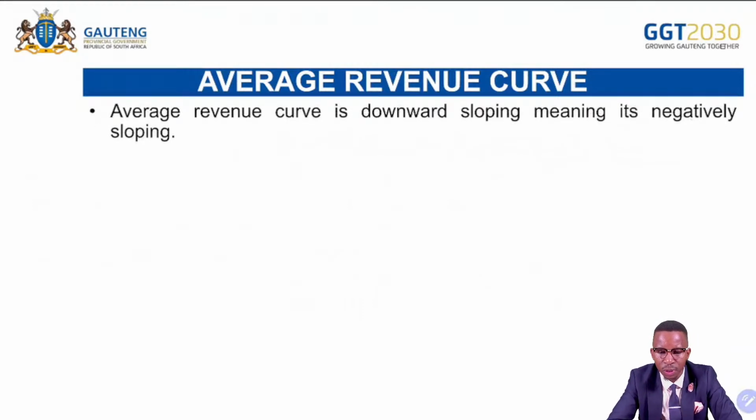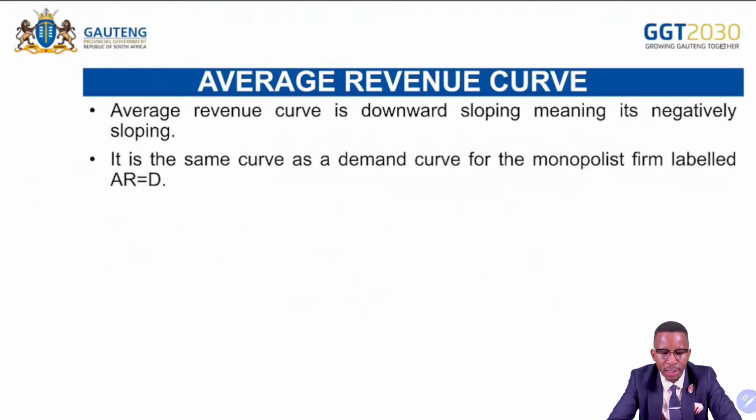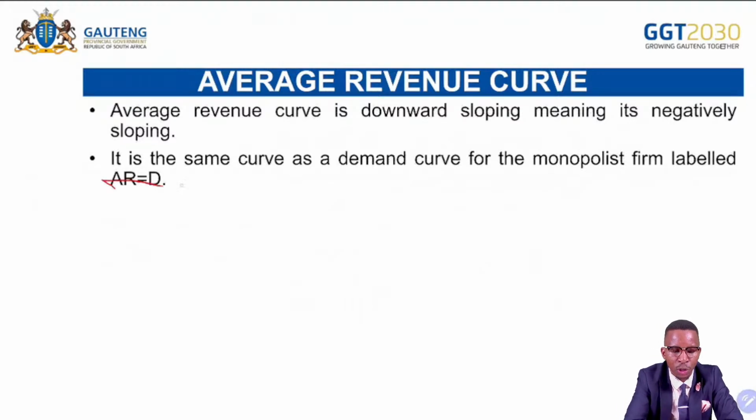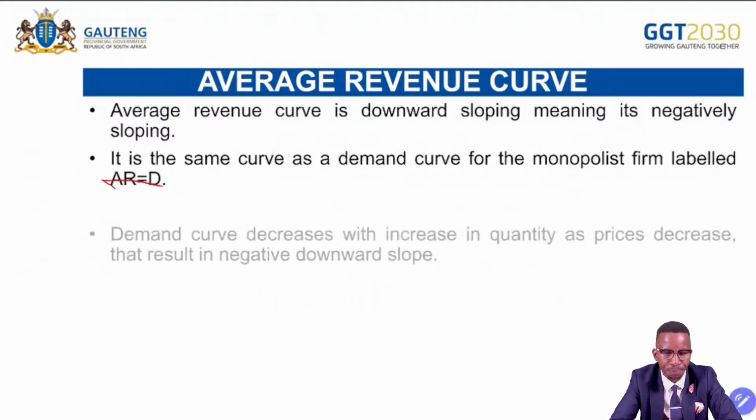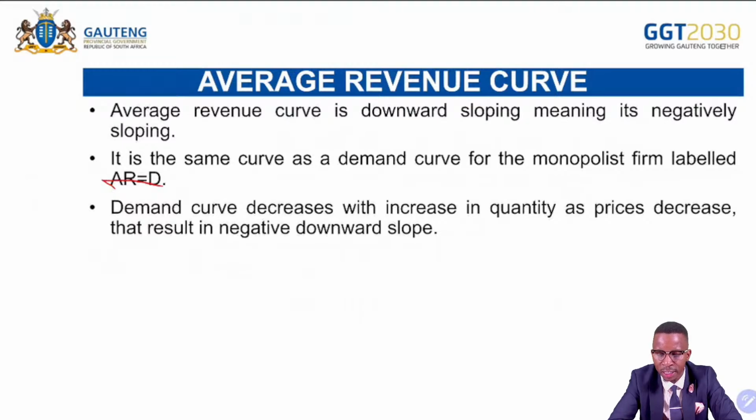So average revenue is downward sloping, meaning it is negatively sloping, the same as the demand curve that you are familiar with. Under the monopoly, average revenue or AR is downward sloping, starting from the top left of your vertical axis to the bottom right. It is the same curve as the demand curve for the monopoly's firm, labeled AR equals D. They are both equal. The demand curve decreases with the increase in the quantity as prices decrease. That results in the negative downward slope.